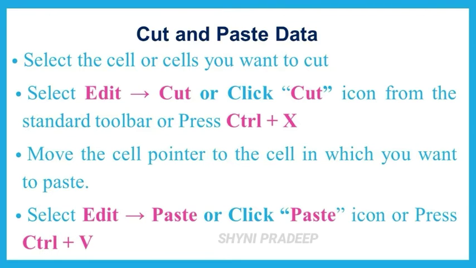After that, move the cell pointer to the cell in which you want to paste. Then you can paste that particular text by using three ways. First way is click on the Edit menu and select the Paste option. Otherwise, click the Paste icon from the standard toolbar. Otherwise, press keyboard shortcut keys Ctrl+V. When you give any one of these three options, the particular data will be moved to the new location.